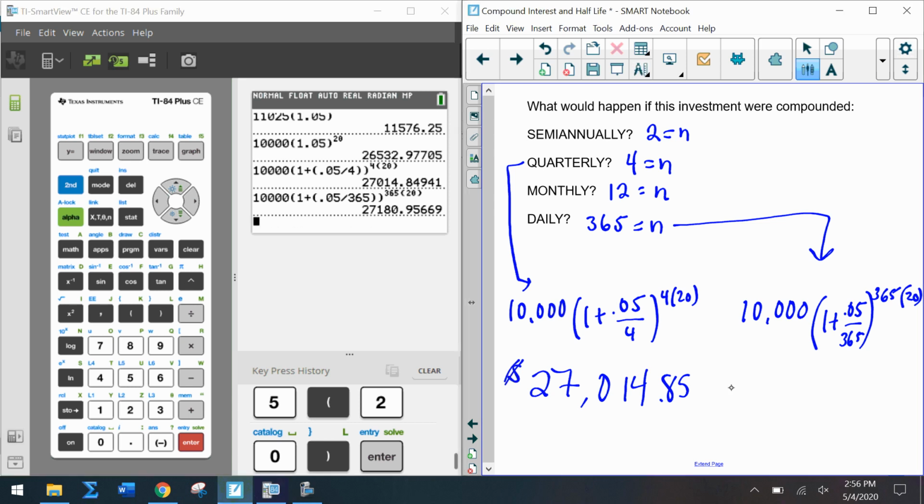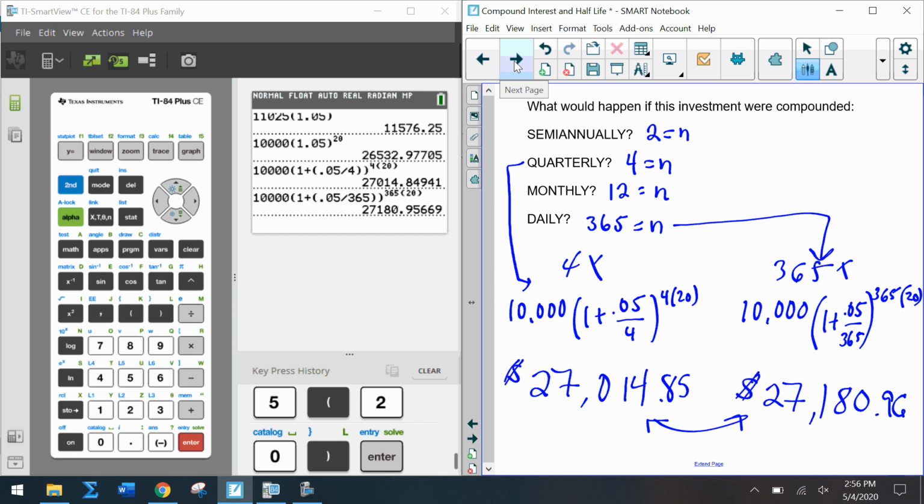We get $27,180.96. Look at the difference between these two. This is 4 times a year, and this is 365 times a year. The daily compounding, does it do a lot to an account? No, right? You're only making maybe $100 more than if you were to compound quarterly. So just keep in mind that compounding daily may not always be the best thing.